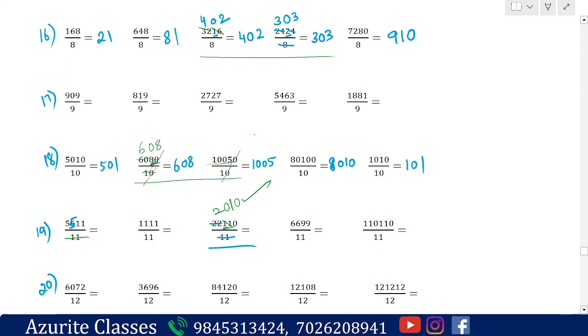Which roll number are you? Which question did you solve? 19. Okay, good. So 19, right? First answer is 501, not 5101. 501. Okay. Are you able to do it? Did you understand this?